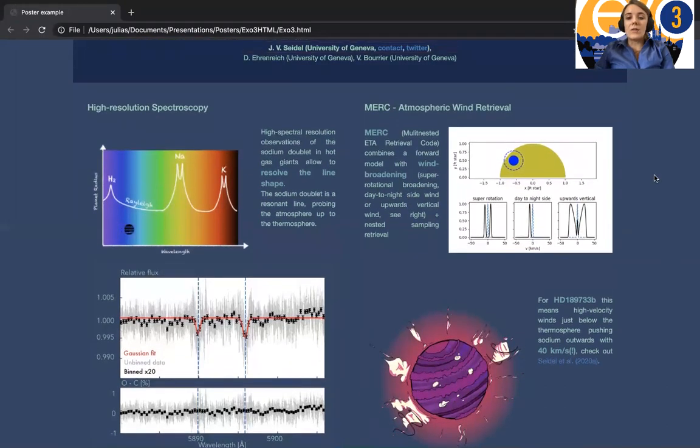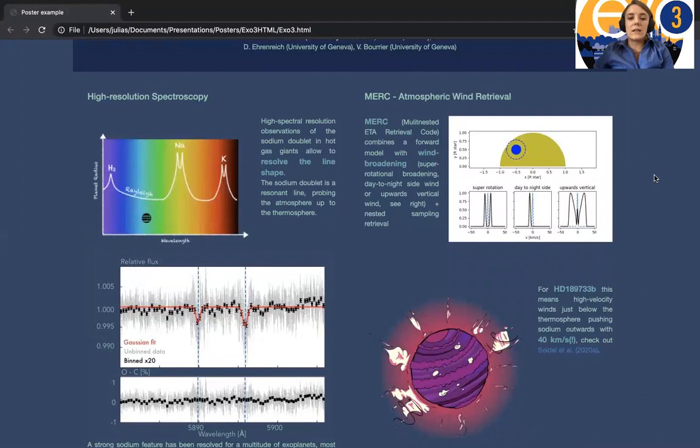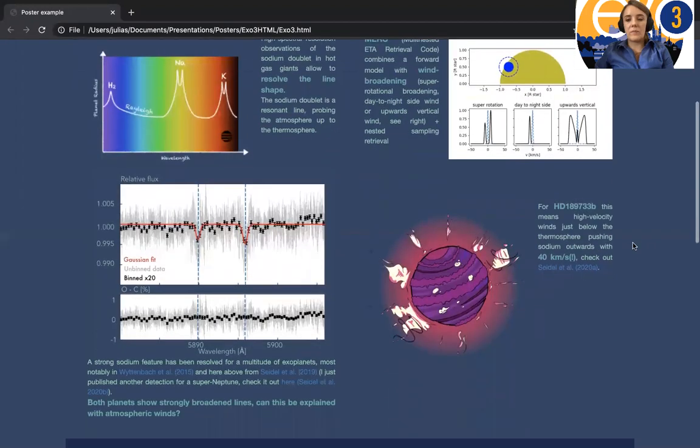What I did then is I used MERC, which is a multi-nested eta retrieval code that I wrote in 2019, which was published earlier this year, which combines nested sampling retrieval with wind broadening. So either a super rotational wind that rotates faster than the planet itself, or a jet stream from the day to the night side, or an upwards vertical wind that kind of pushes the atmosphere out. And here on the right side, you can see a little bit of an animation, what it means broadening-wise to have each of these wind patterns on the planet.